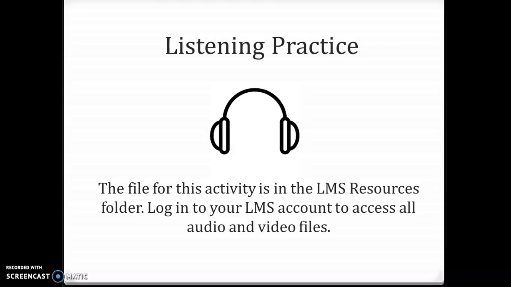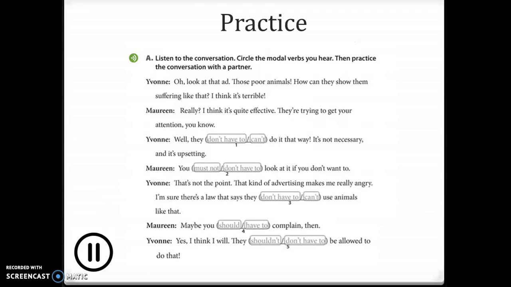So now let's take a look at the activity. Listen to the conversation and circle the modal verbs that you hear. Then practice the conversation with a partner. Please press play on your audio and complete the activity.